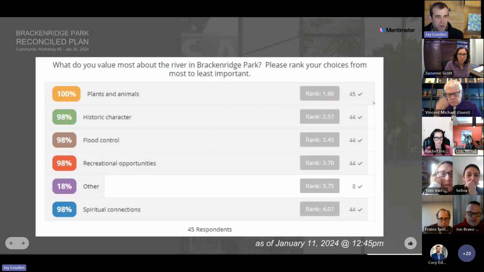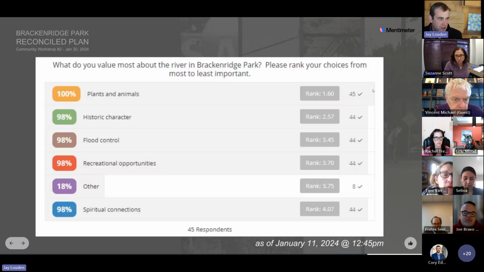What do you value most about the river? These results are a little bit tough to read, so I'm going to interpret a little bit. Plants and animals ranks first with a rank of 1.6. So that means that just about everybody had plants and animals as first or second about what they value most about the river. Historic character rank was 2.5, so most people had that as 2 or 3. And then flood control, 3.5. So most people had that as 3 or 4. Recreational opportunities is 3.7, so 3 or 4 as well. People rank spiritual connections as 4+, generally, of course, not exclusively.